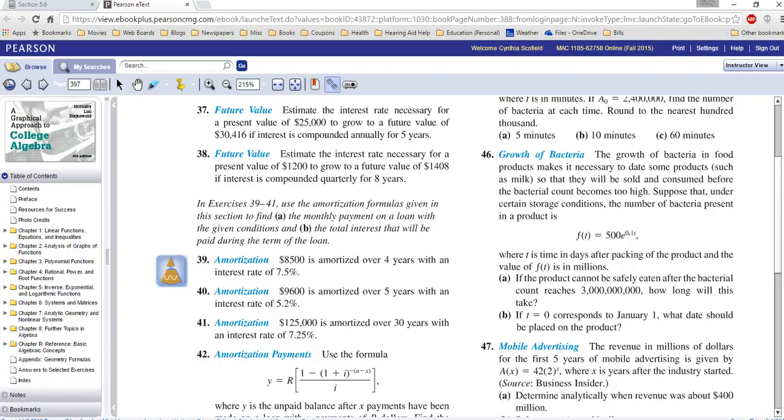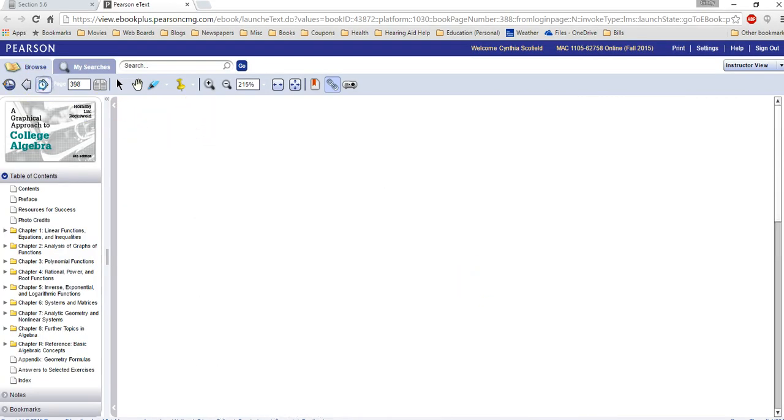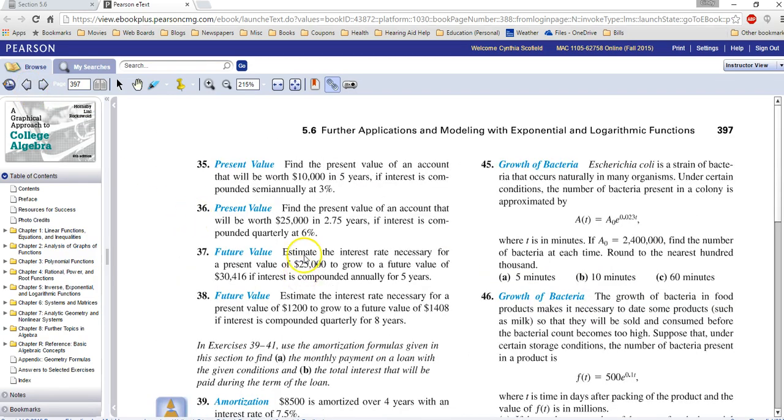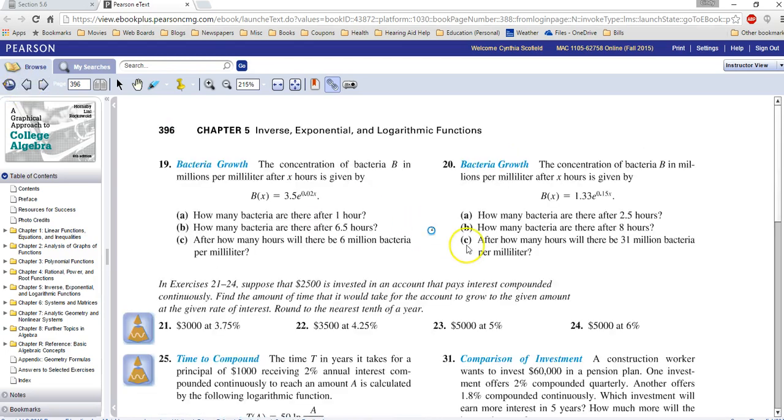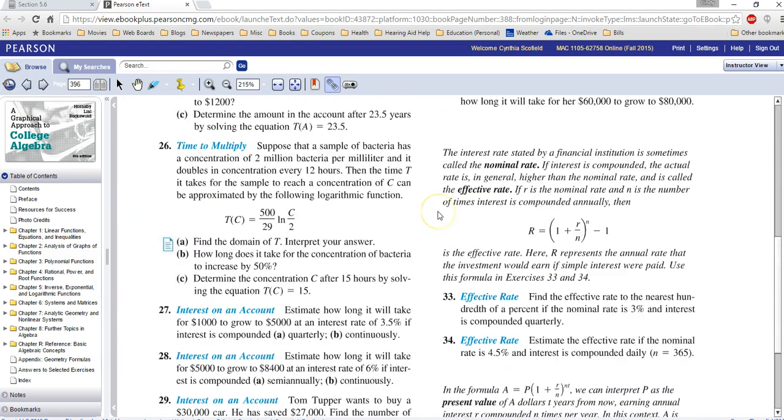All right, and one more. Oh, sorry, not next page, previous page, the same page, previous column. We're going to look at number 36. Find the present value of an account that will be worth $25,000 in 2.75 years if interest is compounded quarterly at 6%. Page before that has the formula for present value of an account.